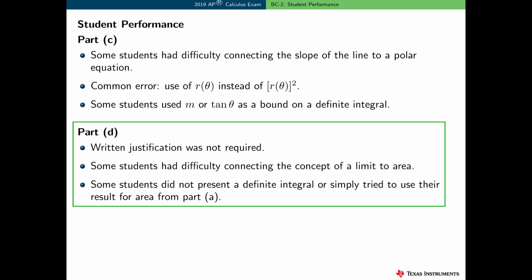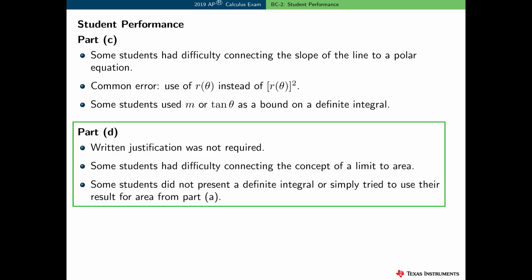In Part D, written justification was not required to use the bounds 0 and pi over 2. However, some students had trouble connecting the concept of limit to area and to arrive at these bounds. And some students did not present a definite integral or simply tried to use the result for area from Part A.